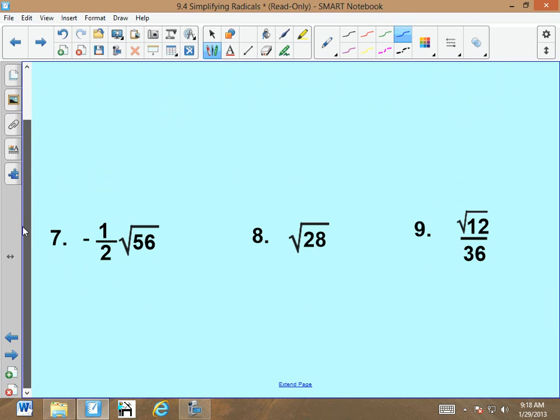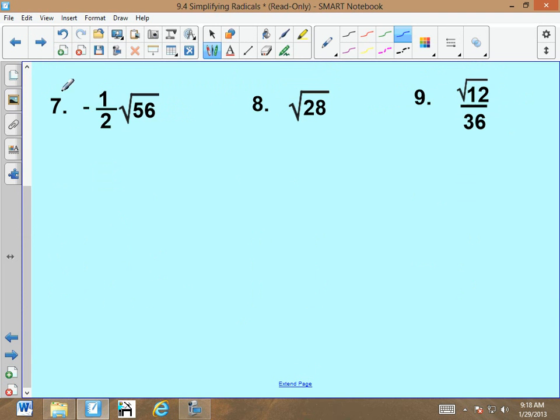Let's look at number 7. Now, I have a negative 1/2 outside. I don't do anything with that. I first factor my 56. 2 goes into 56. How many times? 2 times what is 56? 28. Thank you. 2 can go into 28. How many times? 14. 2 can go into 14. How many times? 7. Everything on the left is prime.